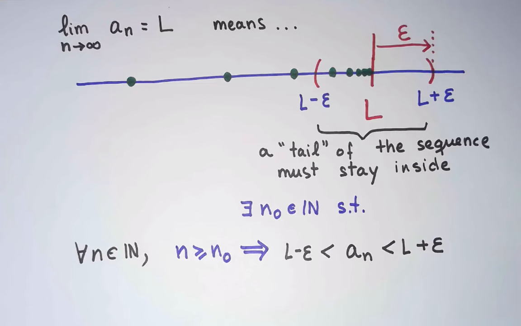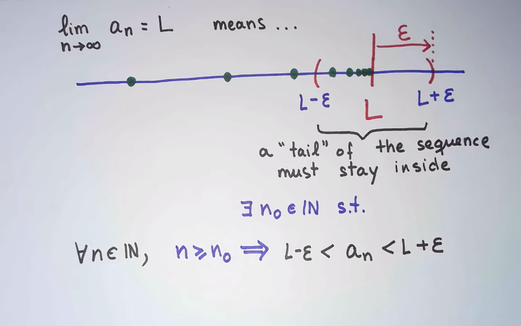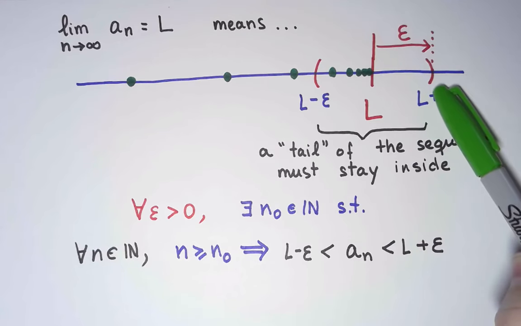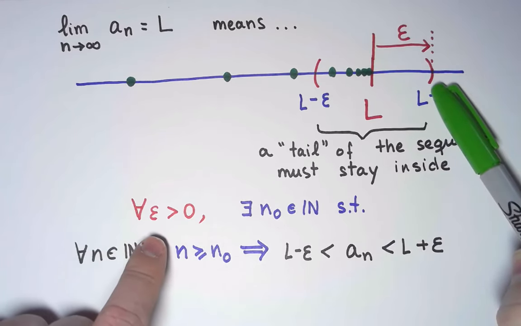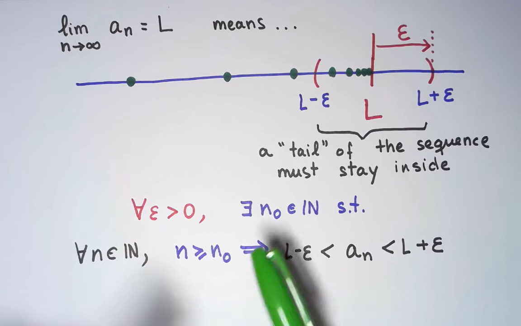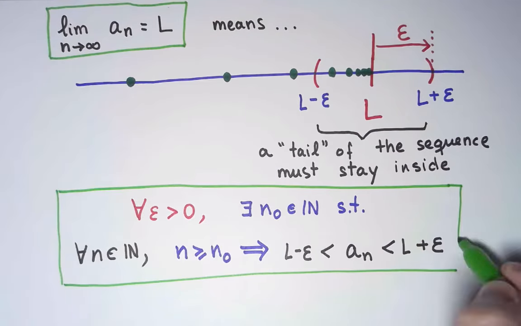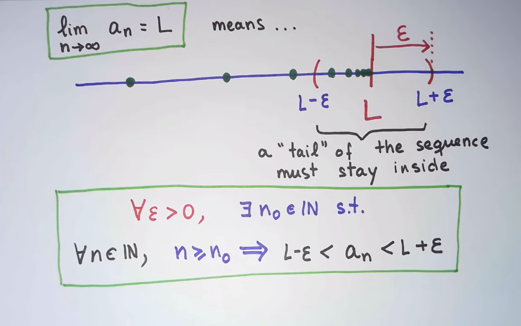Finally, what am I saying about epsilon? I want this to be true for all open intervals centered at L, so for all positive values of epsilon. Then, if I change the interval, if I make epsilon smaller, the cutoff n sub 0 will also change. Perhaps I will miss the first 10 terms instead of the first 3. And there we have it. This is the definition of the limit of a sequence.